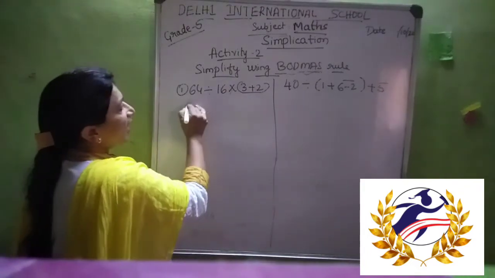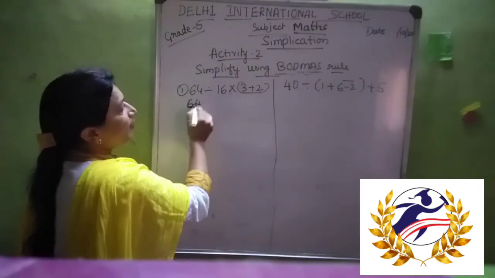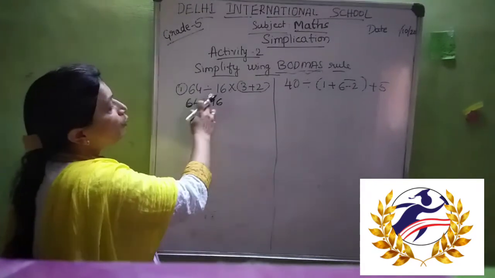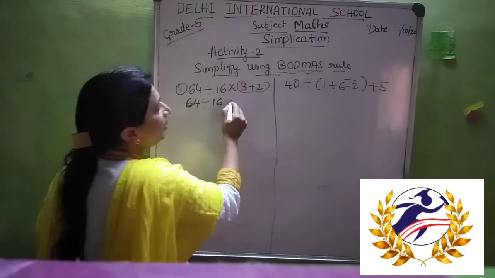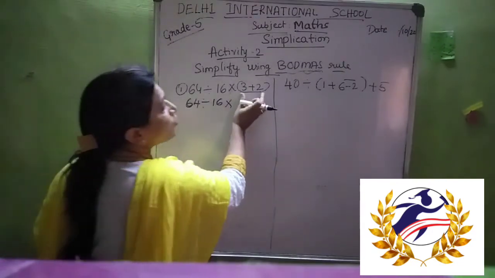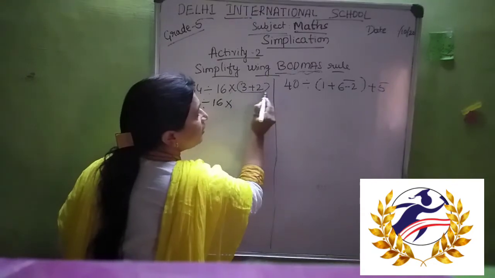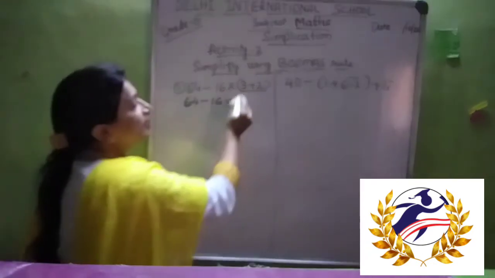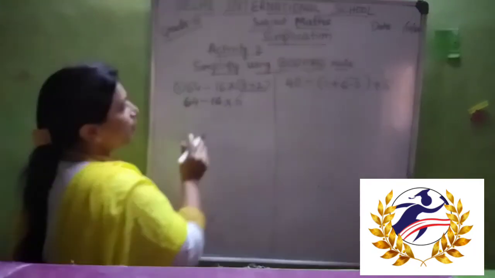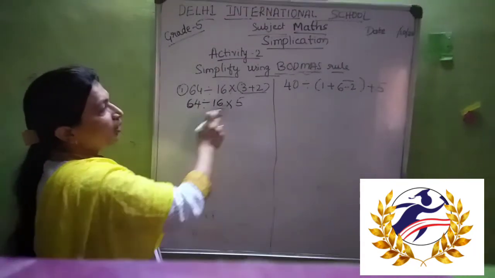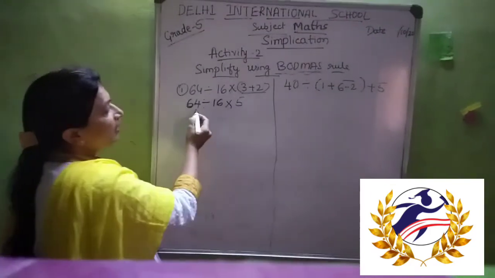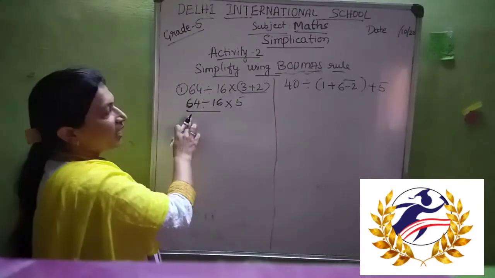The remaining numbers and signs we should write as it is: 64 divided by 16 into, and inside the bracket 3 plus 2 is there. That's why we need to solve these two, and I underlined these numbers. 3 plus 2 is 5. Then according to the BODMAS rule, after the bracket we have the sign divided by, so I will underline this one.